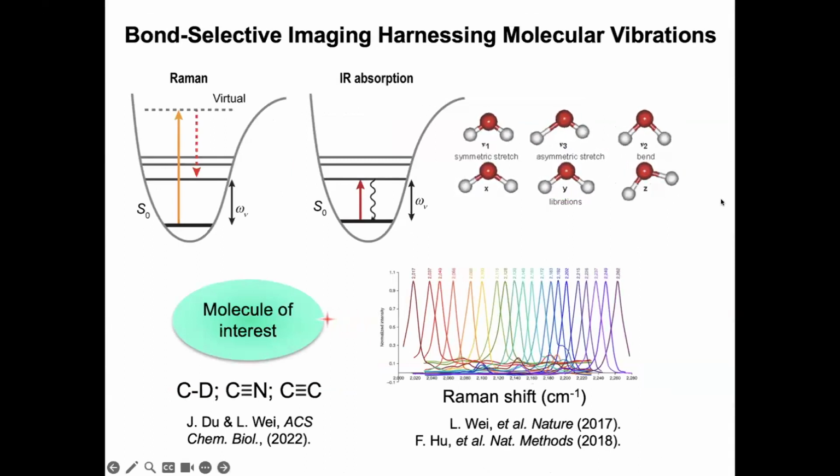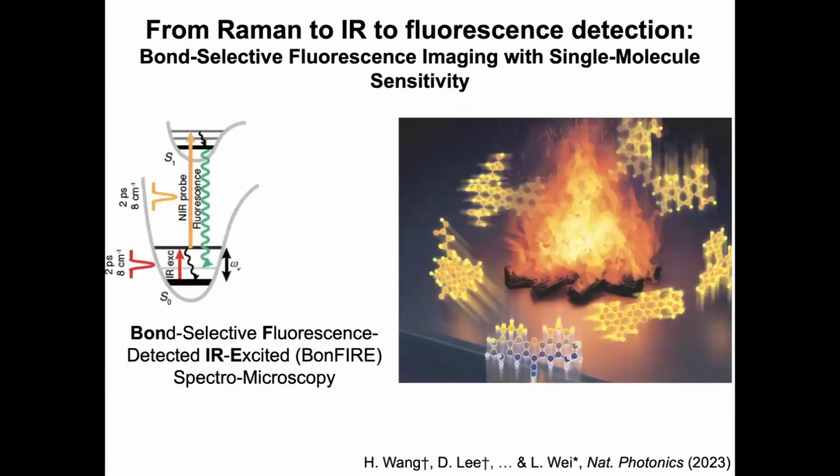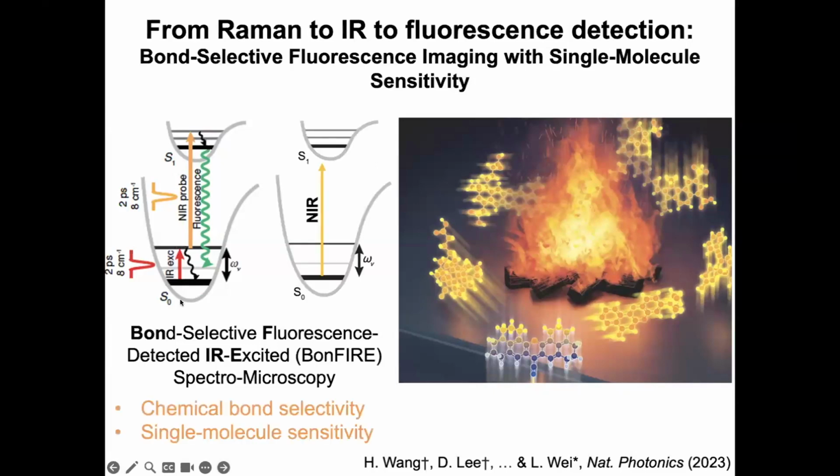However, we are still constantly limited by sensitivity. If you want to work with biology, you usually have to really work at the low copy range, ideally single molecule. So we recently developed a new technique that is really a fluorescence-based technique, but it harnesses the vibrational excitation using infrared excitation. It's a hybrid technology that we call bond selective microscopy that gives you chemical bond selectivity by using this mid-infrared excitation and gives you single molecule sensitivity by using fluorescence detection.